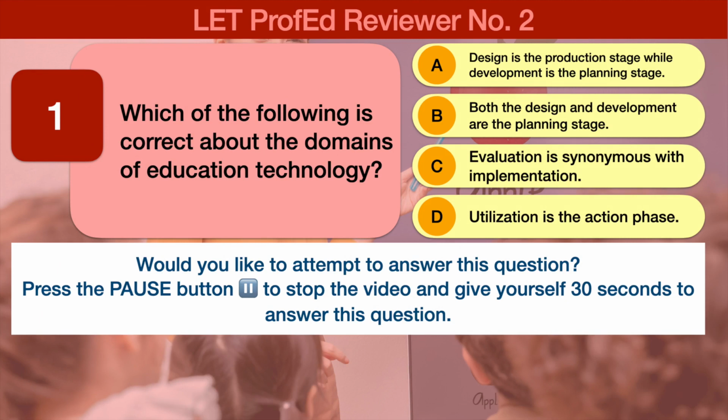Question number 1. Which of the following is correct about the domains of education technology? A. Design is the production stage while development is the planning stage. B. Both the design and development are the planning stage. C. Evaluation is synonymous with implementation. D. Utilization is the action phase.